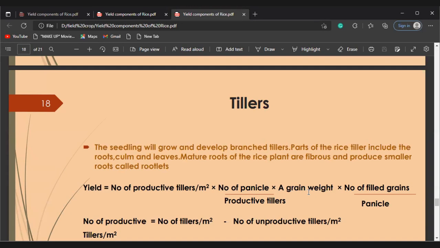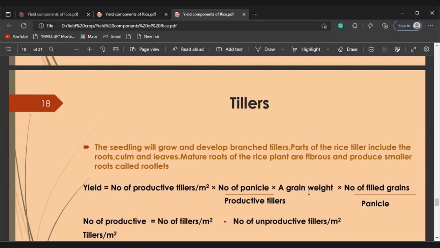Tillers: there are primary, secondary, tertiary. The primary is produced from the main one. Then from the primary, the secondary will be formed. From the secondary, the next third production of tillers is called the tertiary.